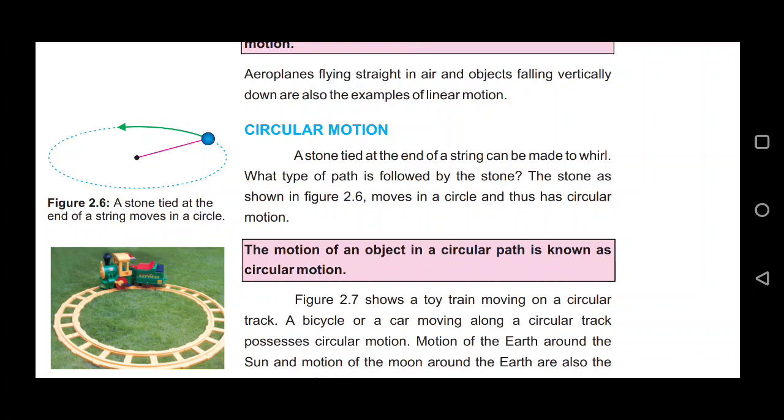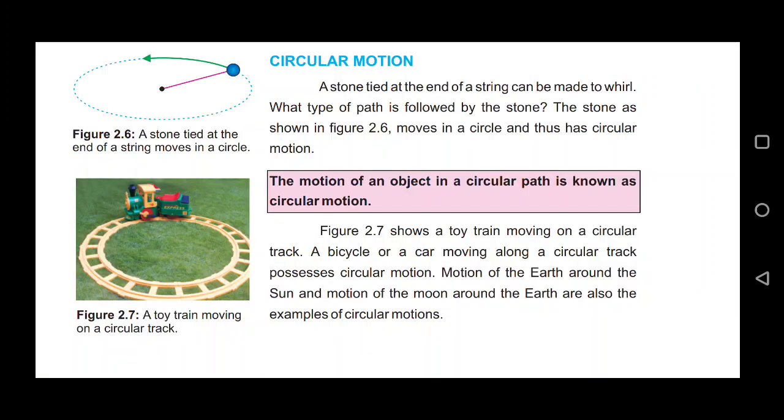The motion of an object in a circular path is known as circular motion. And now we see the example of circular motion. There is a string and a stone, and we tie the stone at one end of the string and the other end is free. And when we move the string from the free end, the stone moves in a circular path. So this is the circular motion example.